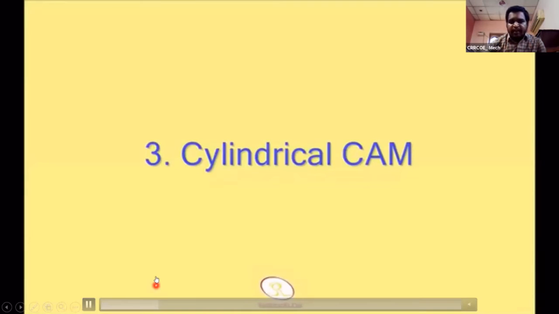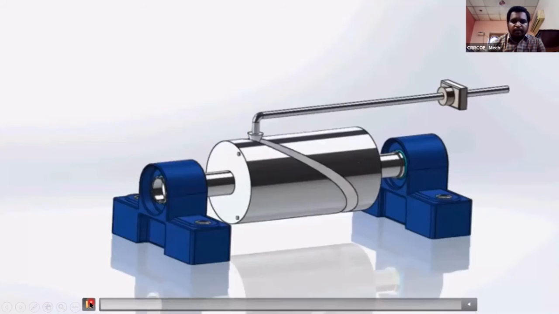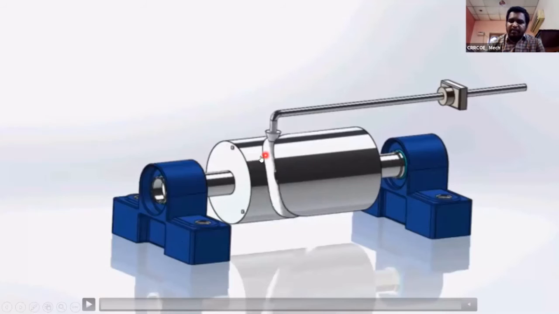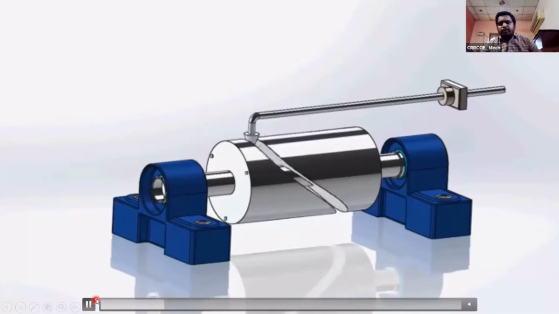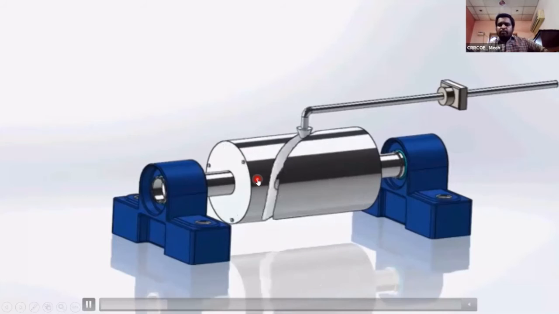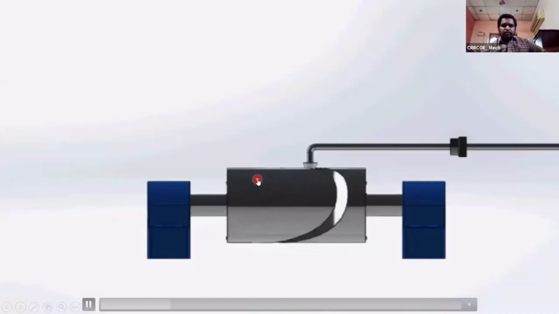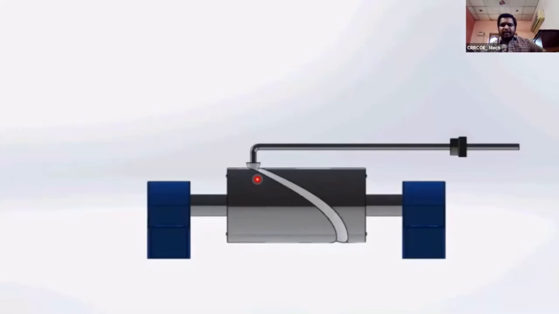Next one, the cylindrical cam. See this. Here the cam is in the shape of a cylinder. We have a groove in the cam, and the follower follows the groove of the cam, which causes the reciprocating motion of the follower. Here rotary motion is converted into reciprocating motion. This is called the cylindrical cam.